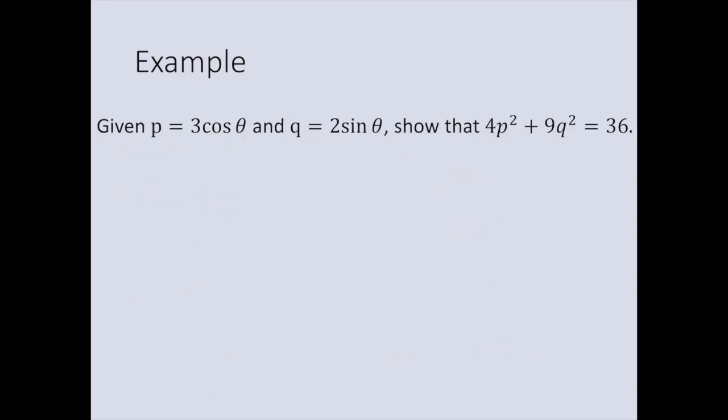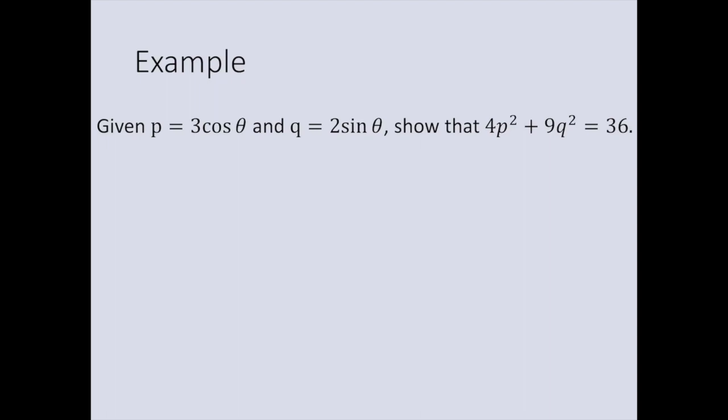Let's have a look at another example. Given p equals 3 cos theta and q is 2 sine theta, show that 4p squared plus 9q squared equals 36. Okay, so if you're not sure where to start, just think of the two trig identities we've got. We know that sine squared plus cos squared equals 1, and we know that sine over cos is tan theta. Just looking at the fact that we've got squares in that expression, 4p squared plus 9q squared, makes me think probably we're going to use sine squared and cos squared as our trig identity here. So let's start with that and see if we get anywhere.